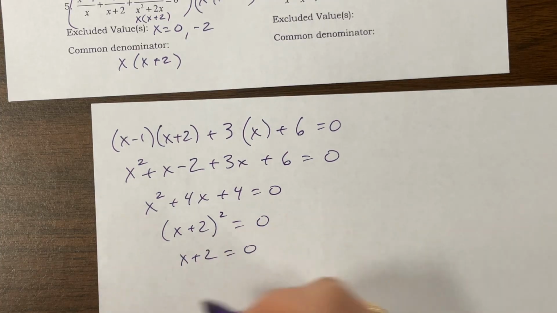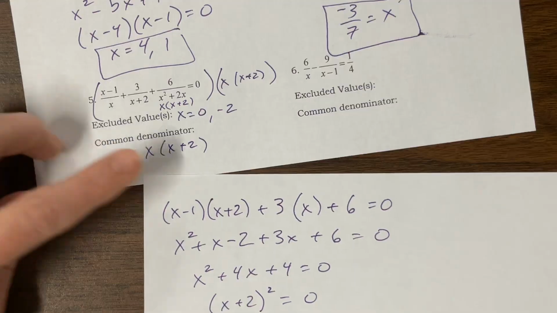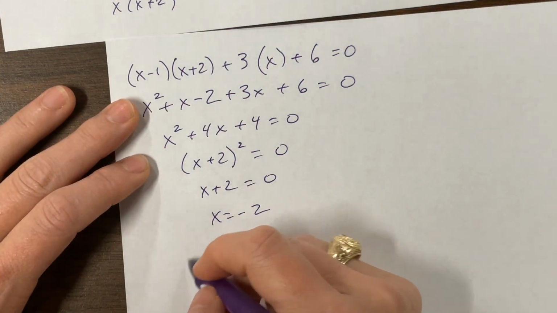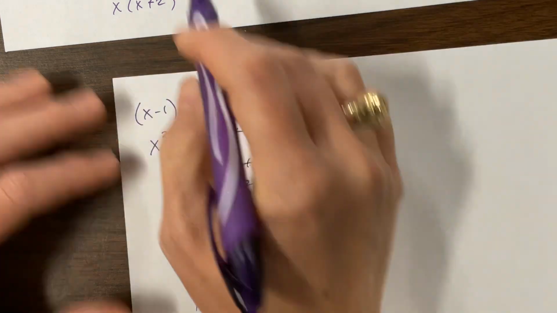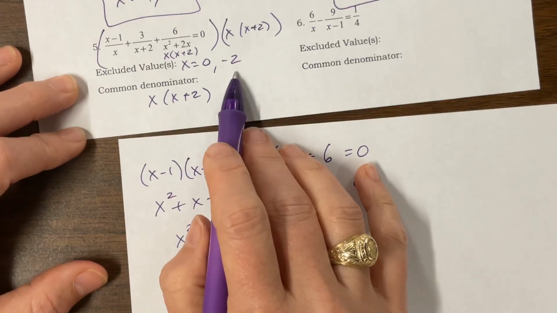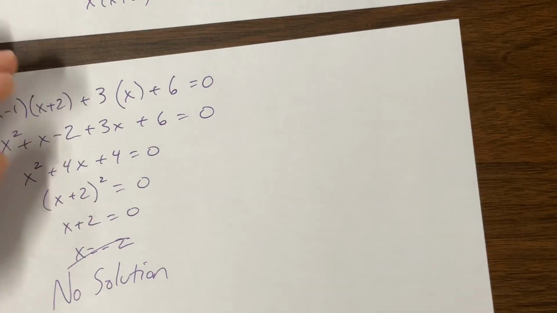Or I could just set this equal to 0. x equals negative 2. Was that something that needed to be excluded? It is. So therefore, no solution. The only solution we got had to be excluded, because you can't divide by 0. So this problem has no solution.